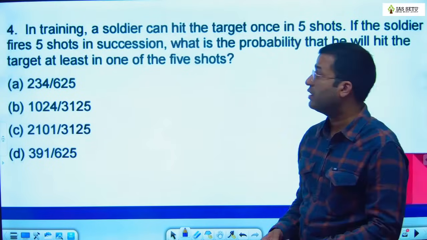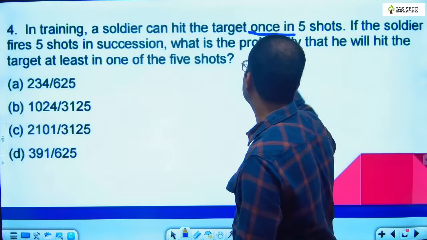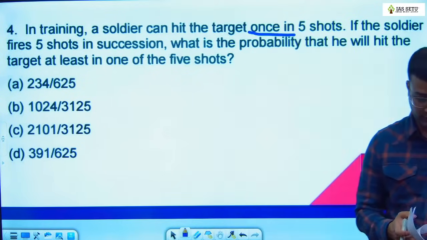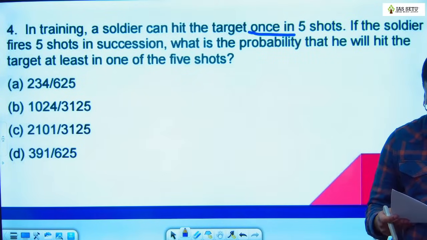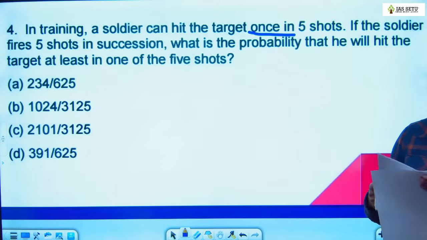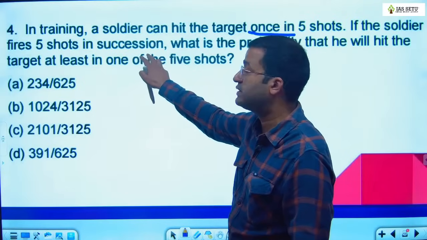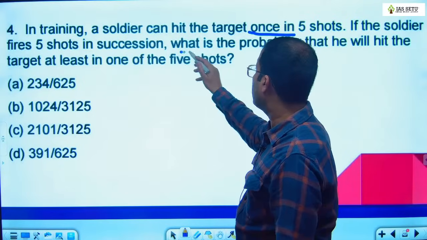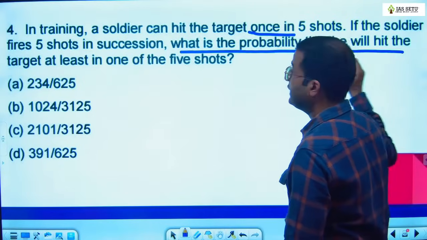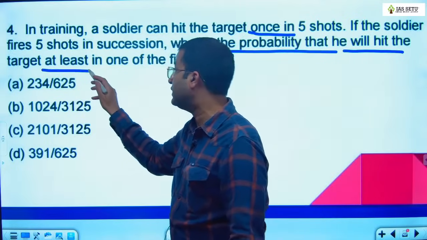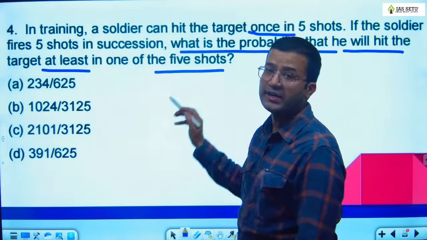In training, a soldier can hit the target once in 5 shots. If the soldier fires 5 shots in succession, what is the probability that he will hit the target at least in one of the 5 shots?